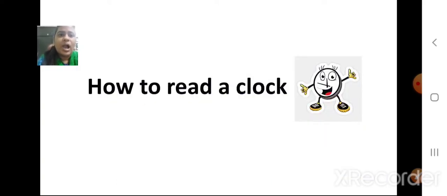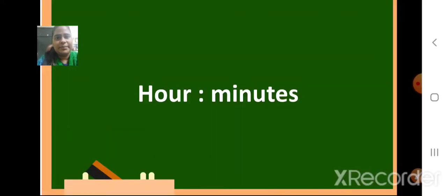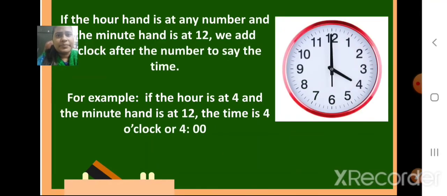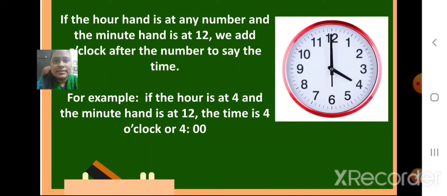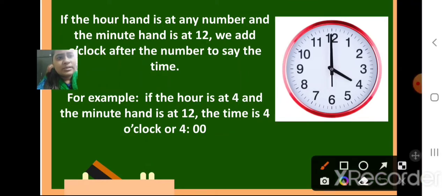So let us see how to read a clock, okay? How to say the time. We say the time as hours to minutes. First we see the hour hand, then we see the minute hand. Now how do we know which hour it is? Look at the clock children. You can see the shortest hand. See, this is the shortest hand which is on 4, correct?